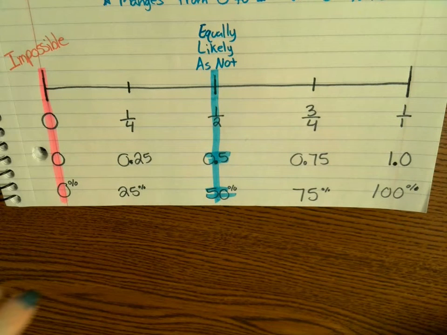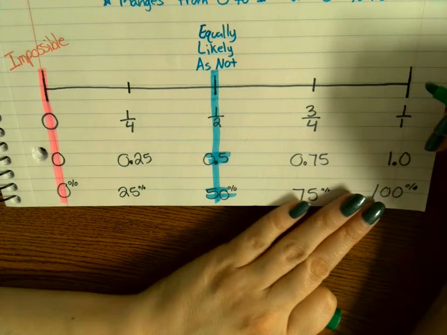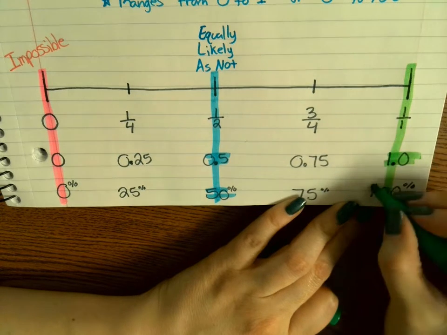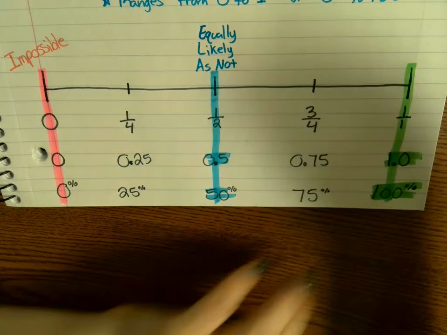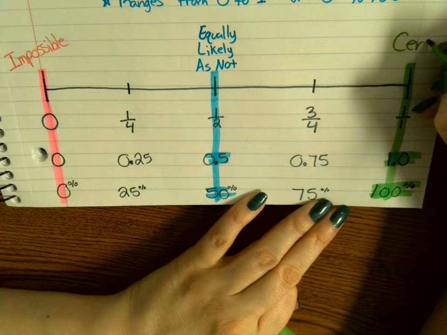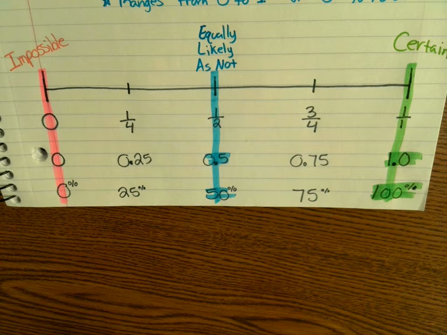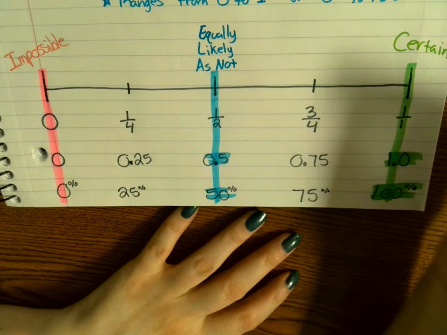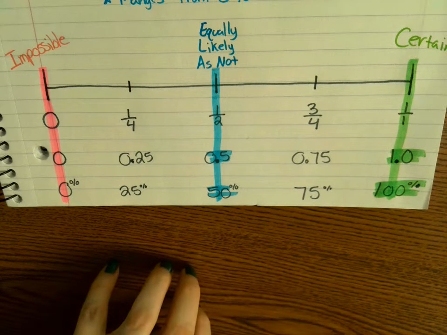Okay, then all the way at the very right end, at 1 whole or at 100%, this event is titled certain. Today is Thursday, so I am certain that tomorrow is Friday, because the probability that tomorrow is Friday is 100%. If I know that today is Thursday, there is no way that I can get to tomorrow without it being Friday.